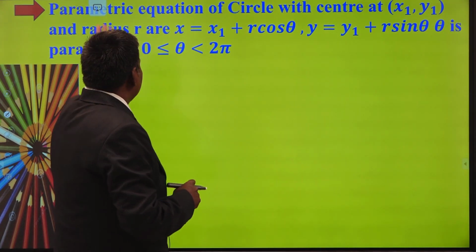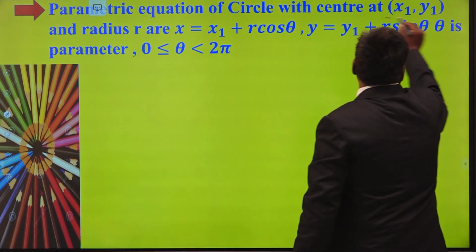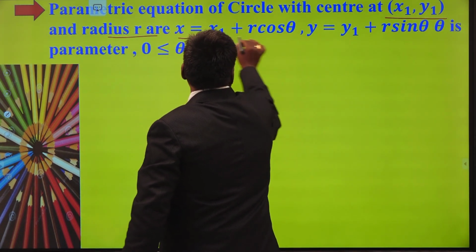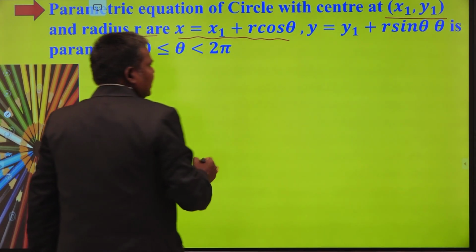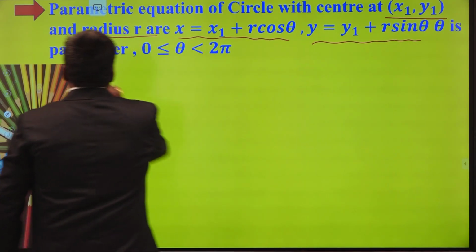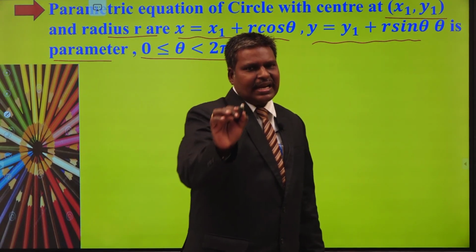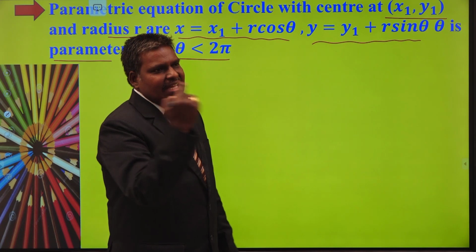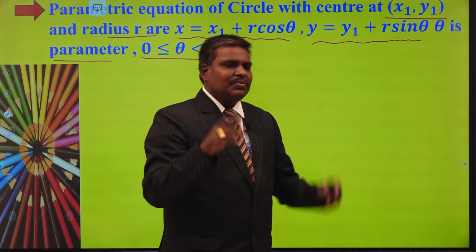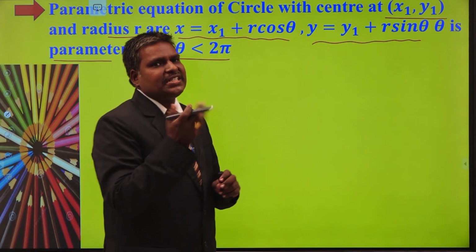Point on the curve. The parametric equations of a circle with center at x1, y1 and radius r are obtained by x equals x1 plus r cos theta and y equals y1 plus r sin theta, where theta is the parameter and lies between 0 to 2 pi. In your straight lines, theta is fixed. Here theta is varying. Here r is fixed. Both formulas are the same, but the meaning is 100% different.